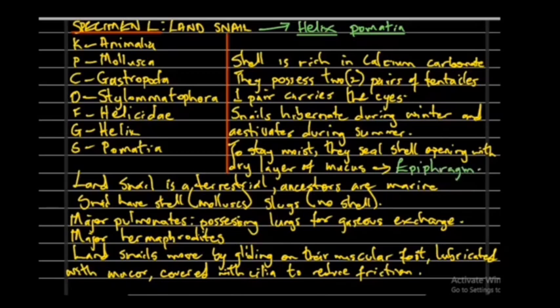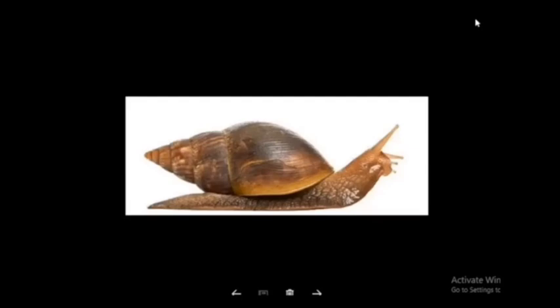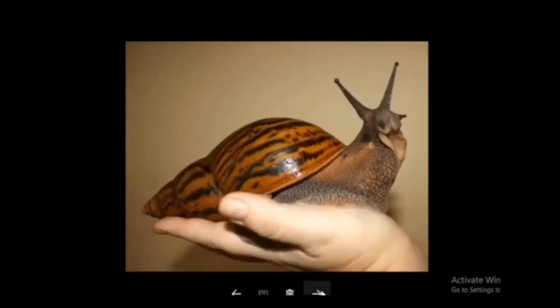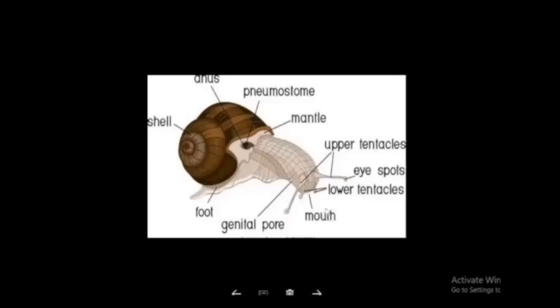So this is what the snail looks like. You can see the tentacles on the head here. Look at the ones in front here. I said it has two pairs. So let me show us a better one. This is another snail. You can see how it looks. Here we have the eyes. The first ones here, they have the eyes. That is the labeled diagram of the snail.